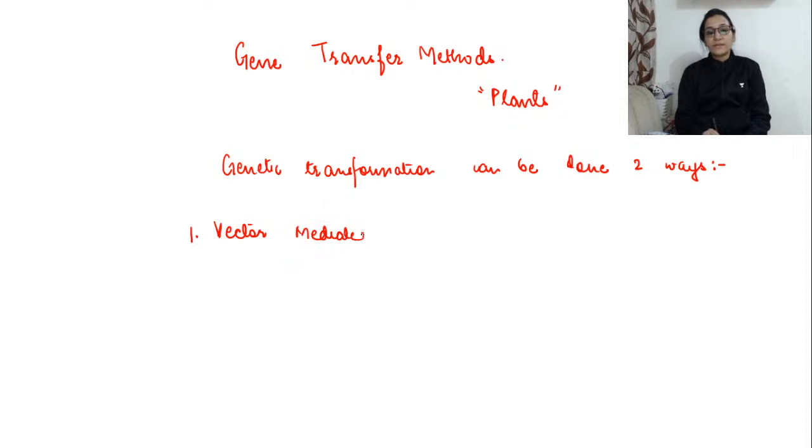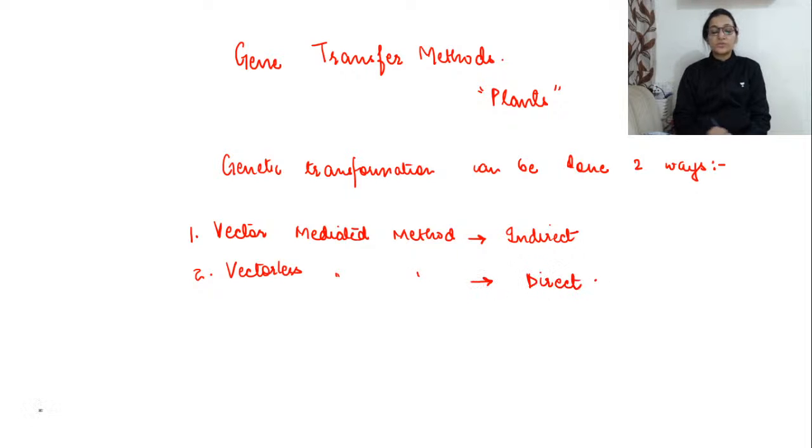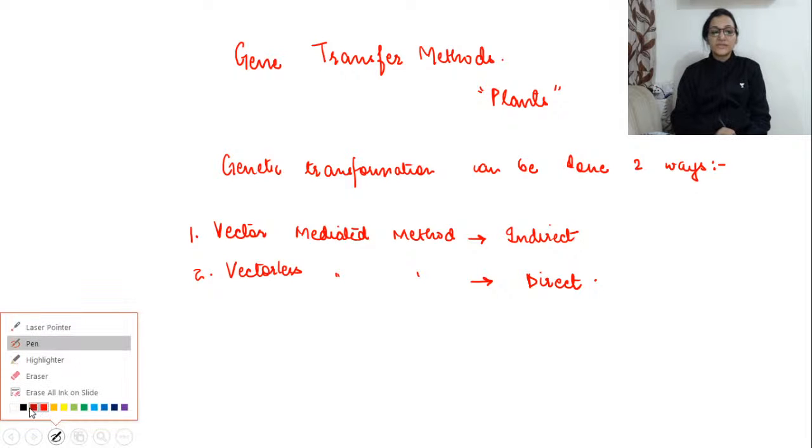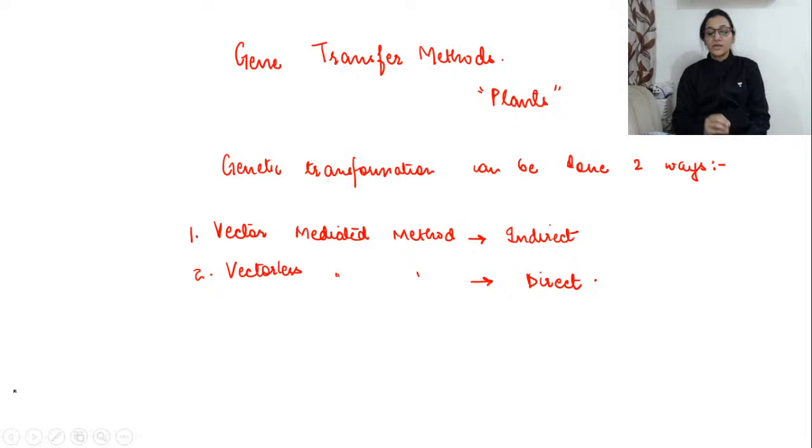Vector mediated method. This vector mediated method is also called the indirect method, and second, the direct or vectorless method. So these are the two ways through which genes can be transferred in plants, right? First of all, we'll be talking about the indirect method or vector mediated method.